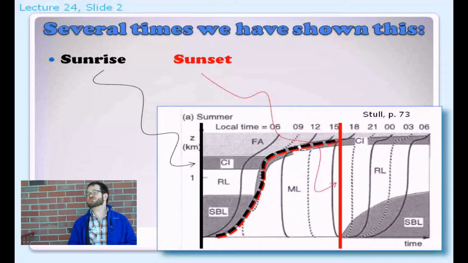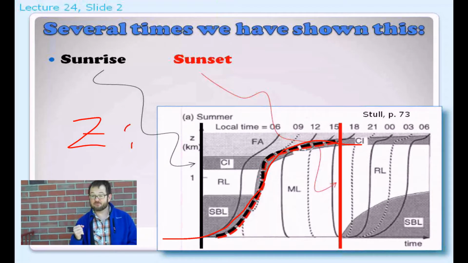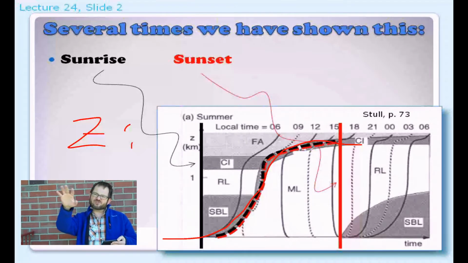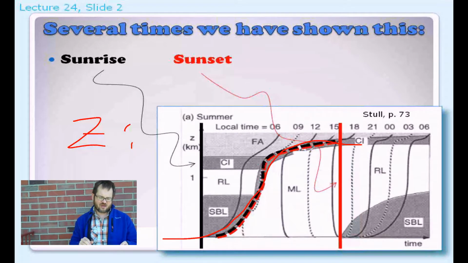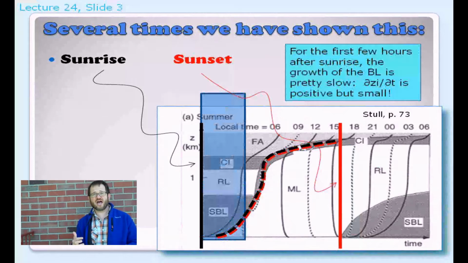But really the only thing I'm interested in on this figure is the set of curves that show how the height of the boundary layer is evolving with respect to time. I've got sunrise labeled with a black line, and sunset labeled with a red line. The main thing I want you to notice is the red and black dashed line indicating Zi, the height of the top of the boundary layer.